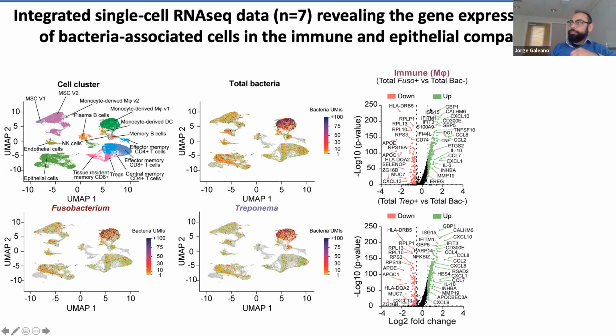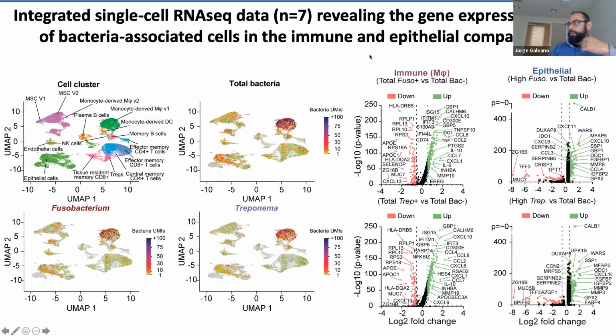So this is the gene expression profile. When you analyze the gene expression profile in the macrophage cell cluster, you can see that there is overexpression of inflammatory molecules like chemokines and members of the TNF and interferon gamma.